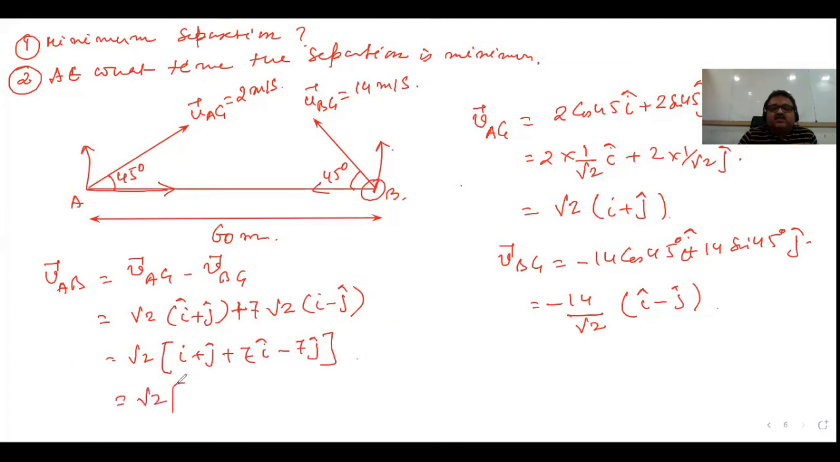Now root 2 times 7 plus 1, that is 8 i cap, and this is equal to minus 6 j cap. That means 8 root 2 i cap minus 6 root 2 j cap. So this is the velocity of A related to B. Now let's draw this diagram: 8 root 2 i cap minus 6 root 2 j cap.